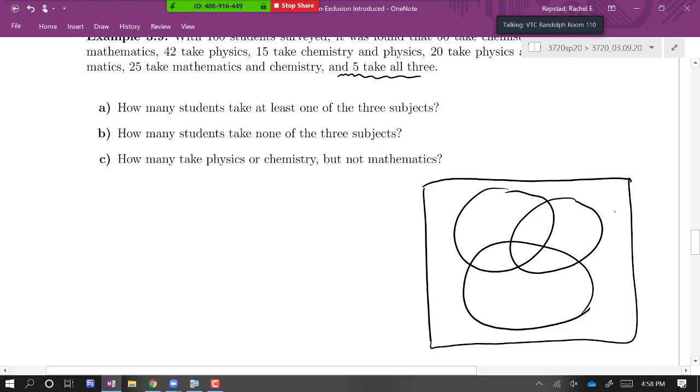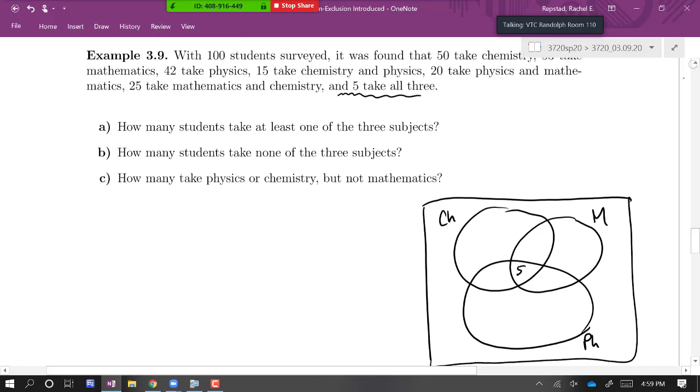So we have chemistry, math, and physics. When you're filling in numbers for a Venn diagram, always start on the inside and work your way out. So the one number I'm 100% sure about where it goes is the 5 students that are taking all 3. That means I'm going to put a 5 right in dead center. Now I'm going to move out to the other intersections.